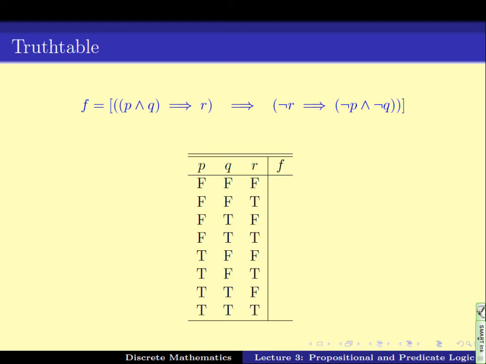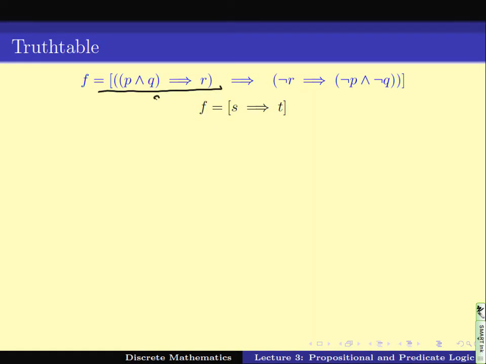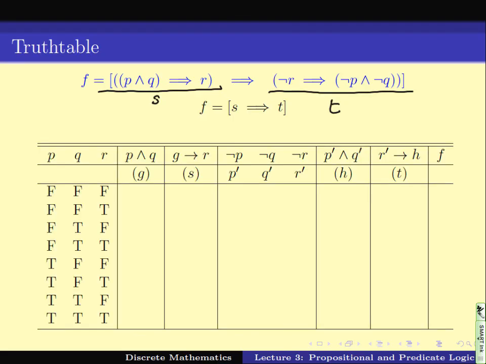Now, as you can see, evaluating the truth table is a slightly tedious job, so we break it down into smaller parts. Namely, let's say f is S implies T. That means this is S and this is T. Now, to evaluate S, I have to have P and Q implies R.